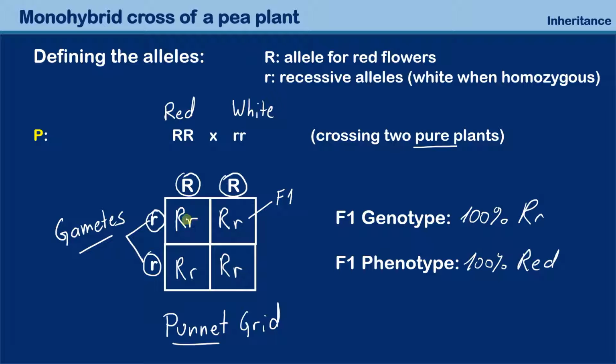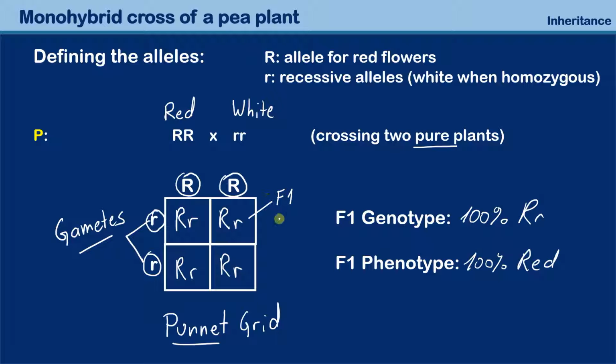Nowadays in the modern world, you would do a DNA test. In the 19th century, they did a so-called test cross. You still can do that if you want to. But simply by looking at the plant, you will not know if a plant which displays a dominant characteristic is homozygous or heterozygous.